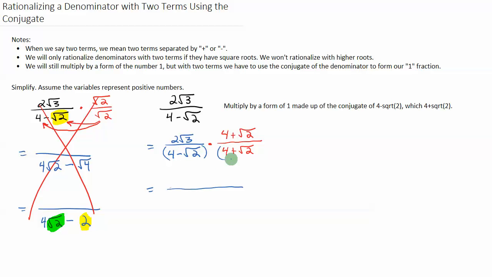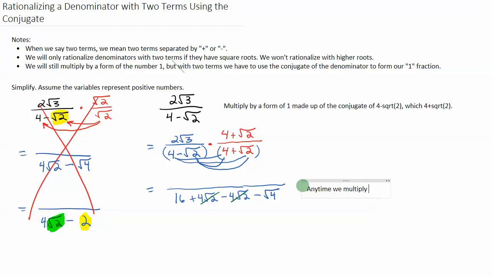So on the bottom, multiplying conjugates is pretty easy. I take these two terms times these two terms. When you multiply conjugates, there's no middle term, and you'll see that here. I'll distribute my 4 to get 16. I'll distribute my 4 to my square root of 2 to get positive 4 square roots of 2. I'll distribute my negative square root of 2 to my positive 4, giving me negative 4 square roots of 2, and my negative square root of 2 to my positive square root of 2, giving me negative square root of 4. And so you can see the middle terms, positive 4 square root of 2 and negative 4 square root of 2, cancel. So anytime we multiply conjugates, there is no middle term. They cancel out.